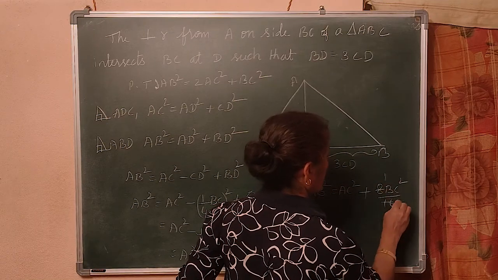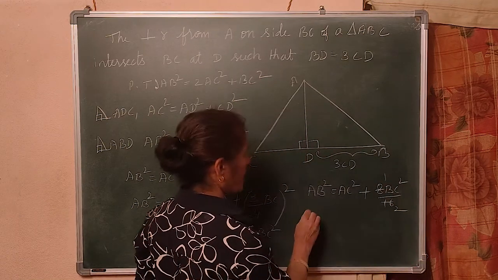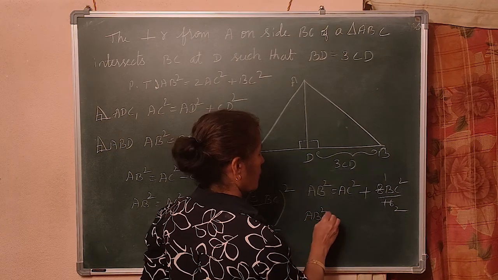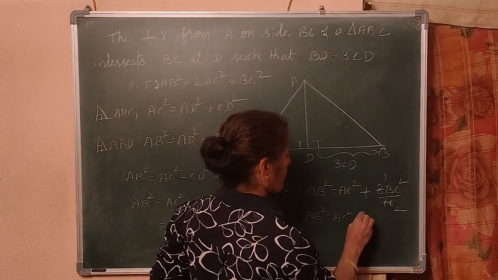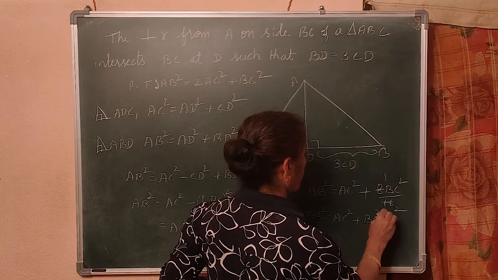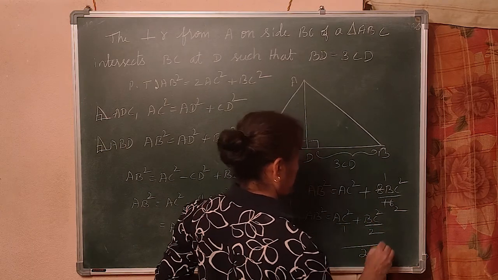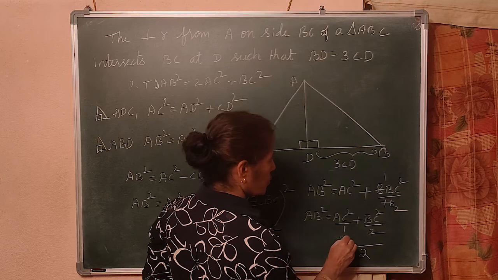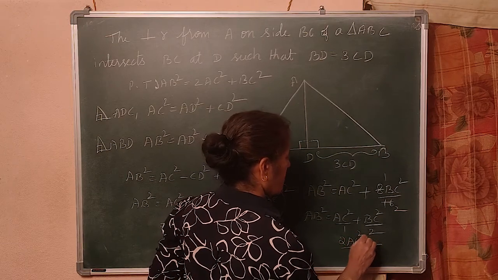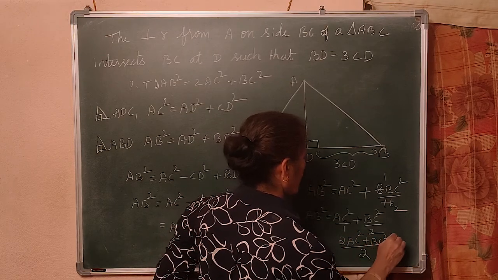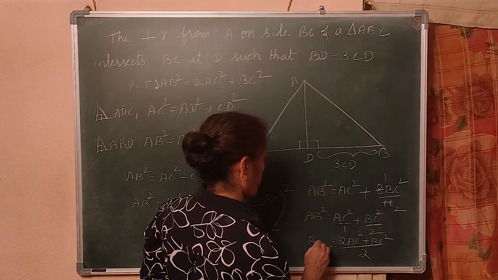8 ones are 8, 2s are... So you got AB square is equal to (AC square plus BC square) by 2. Let us take the common denominator. What is the common denominator? 2. So 2AB square is equal to AC square plus BC square.